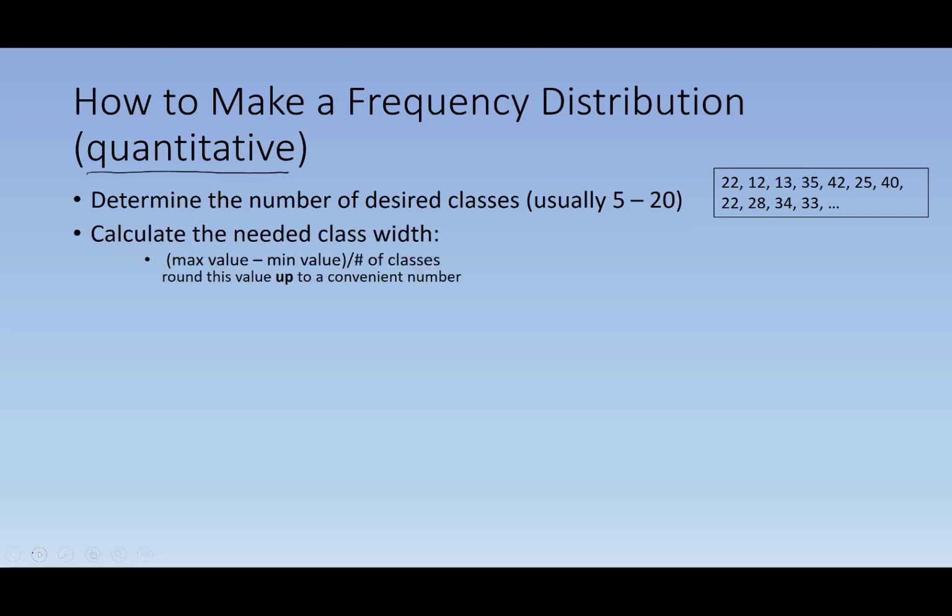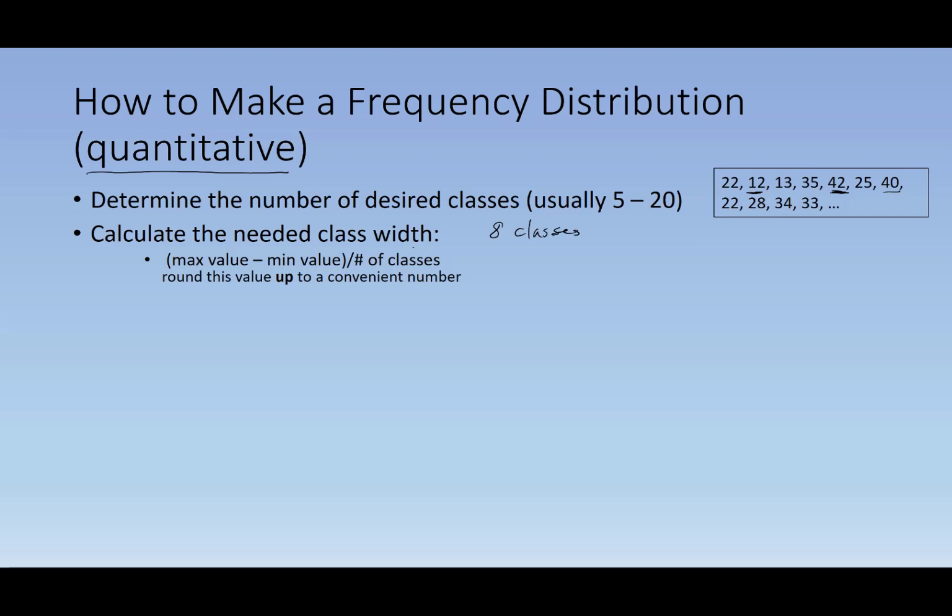The next thing is that you want to calculate what the needed class width is. So in order to do this, you would need to take your maximum value minus your minimum value from your data set and then divide that by however many classes you decided that you wanted. And then you're going to round this value up to the next convenient number. So if we look at our data set here, let's just assume that this is our maximum value of 42, and it looks like our minimum value is 12. And let's assume that we want to have 8 classes.